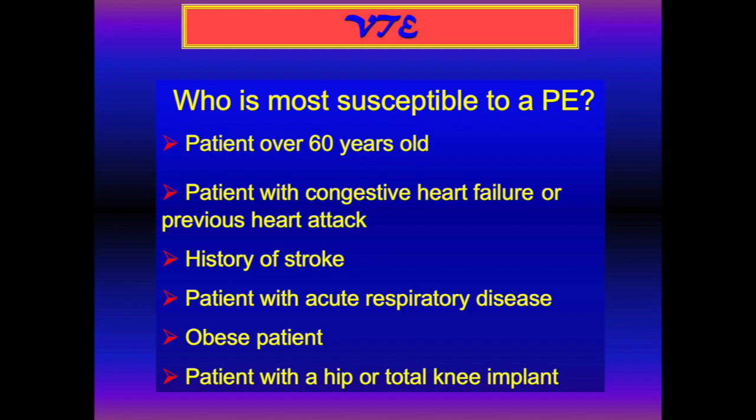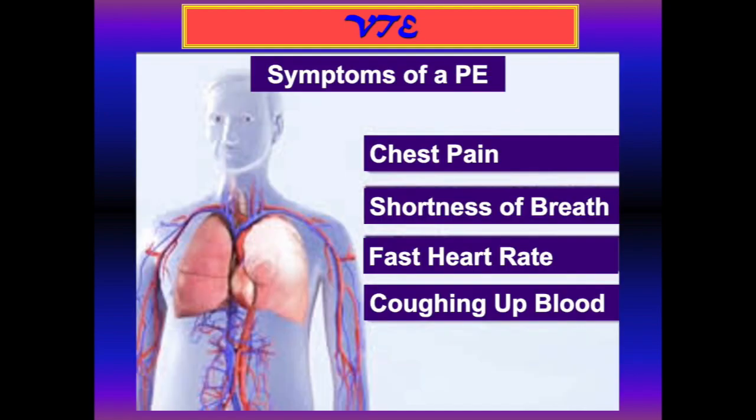So who's susceptible to a pulmonary embolus, a PE? Patients over 60, it can be even younger patients, but just generally, somebody with a weak heart, congestive heart failure, previous heart attack, history of stroke, patient with acute respiratory disease, they just don't have good circulation in their lungs, an obese patient, and a patient with a hip or knee replacement. So symptoms of a PE are chest pain, shortness of breath, a rapid heart rate, and coughing up blood.